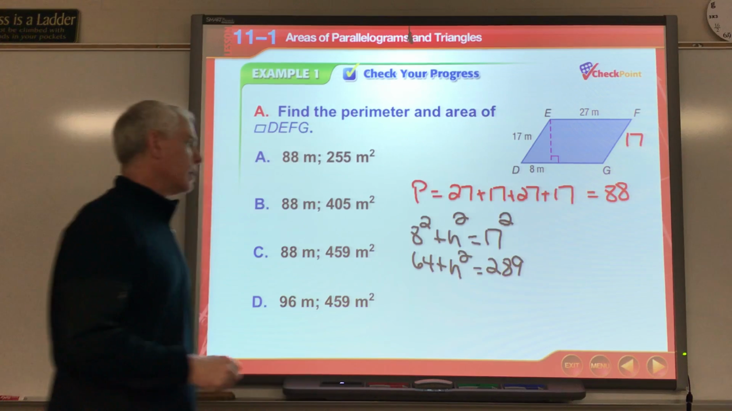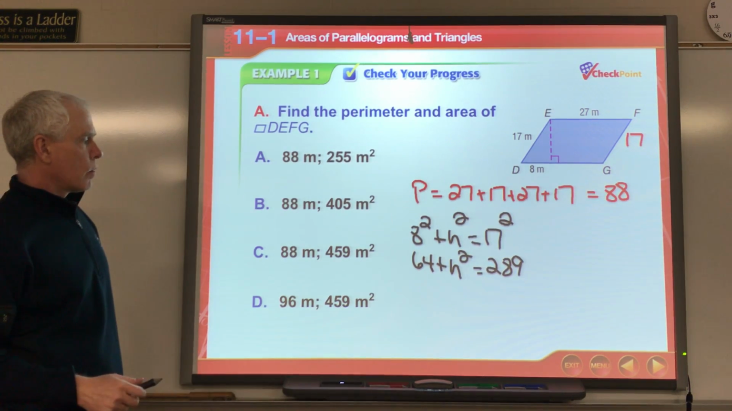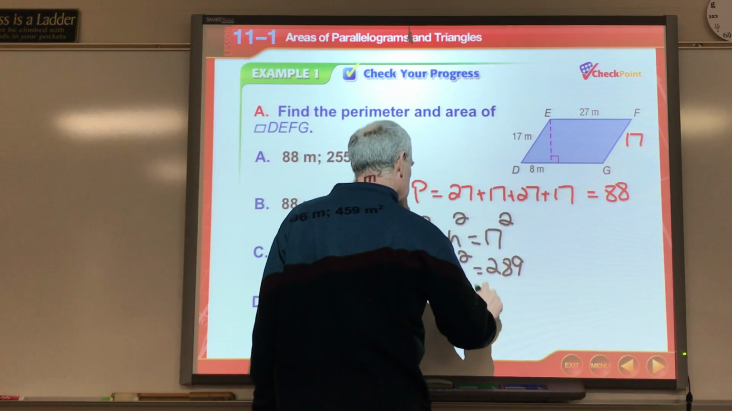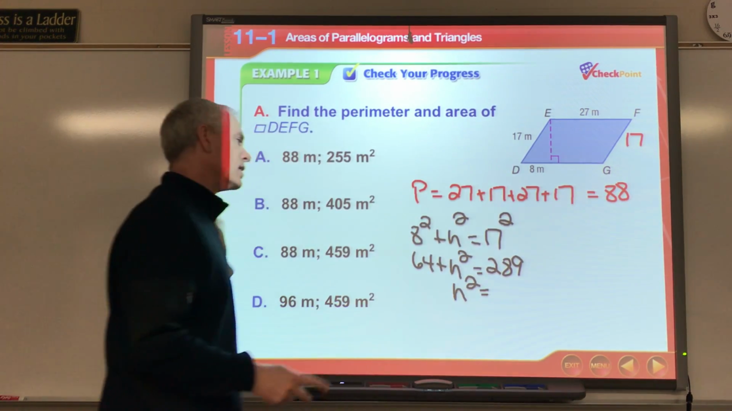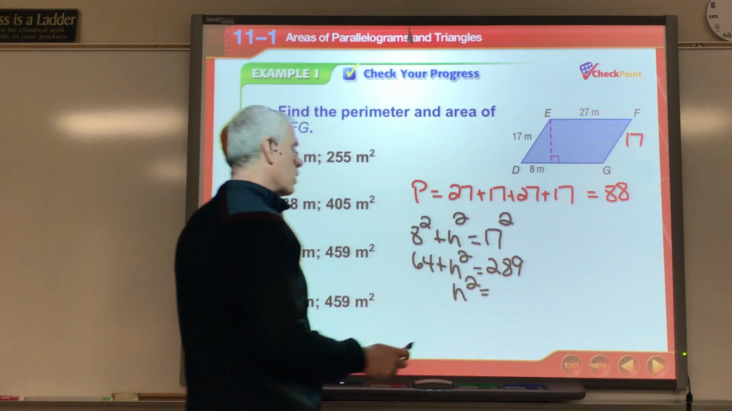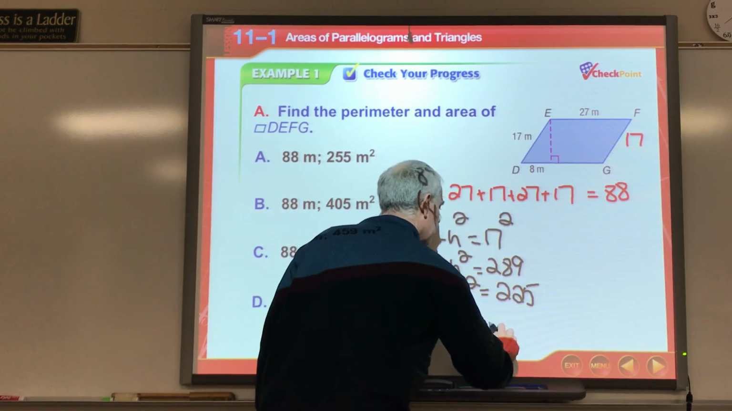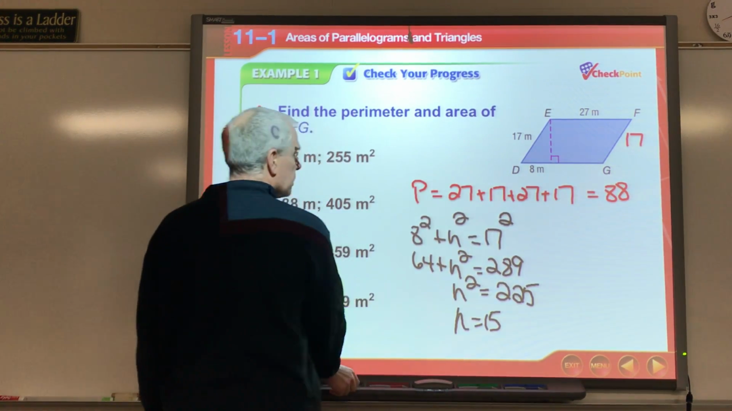Okay, so I'm going to go ahead and square everything. So square the 17, square the 8. Subtract the 64. 289 minus 64 is 225. So the square root of that is 15. So now I know my height is 15.